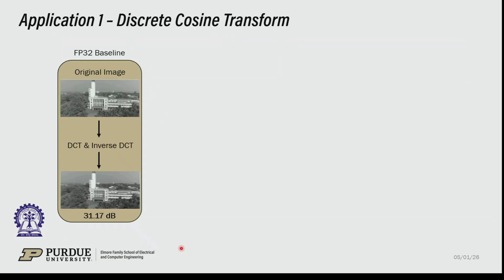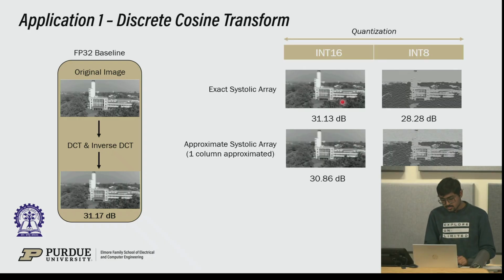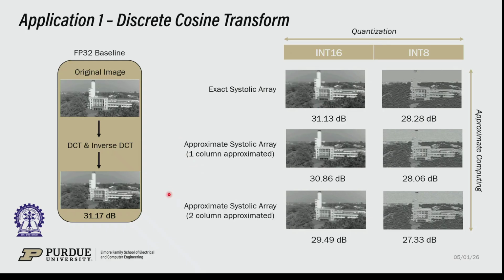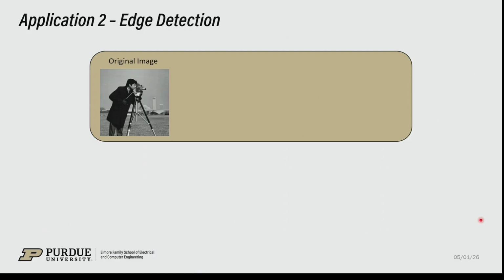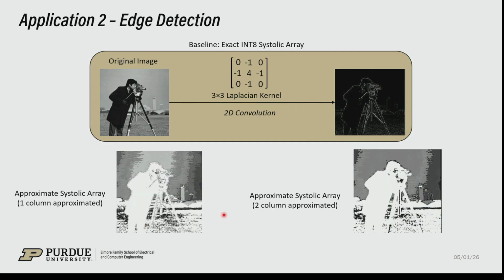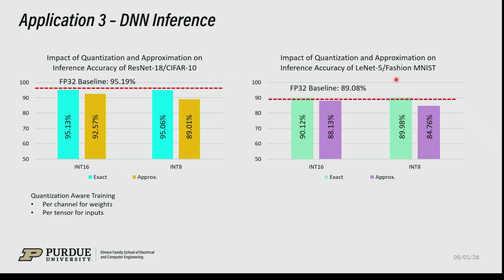And for application, we have taken three cases. First is the discrete cosine transform and the image reconstruction using an exact systolic array with int 16 and int 8, and an approximate version. Here we have varied the extent of approximation, and as usual, we see a degradation in the PSNR. The second application is edge detection, wherein we convolve with a 3x3 Laplacian kernel, and these are the results upon approximation. And third, we have taken DNN inference, the impact of approximation and quantization on inference accuracy for ResNet 18 CIFAR 10 and for LeNet 5 Fashion MNIST.